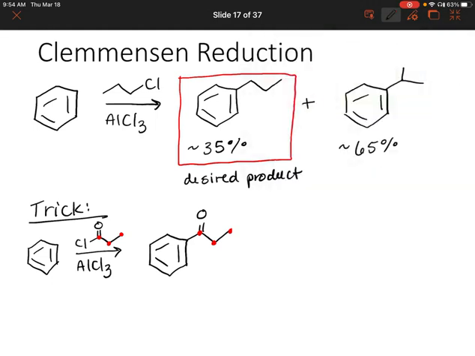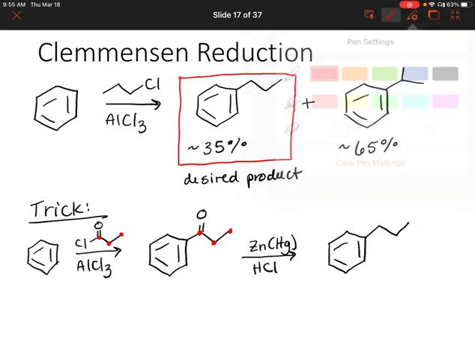And then we're going to add a zinc mercury amalgam, so a mixture, and hydrochloric acid. And this is going to reduce the carbonyl group into just a simple alkane. All right, and that's our desired product. And then we don't have a mixture of products like we saw in the previous reaction.